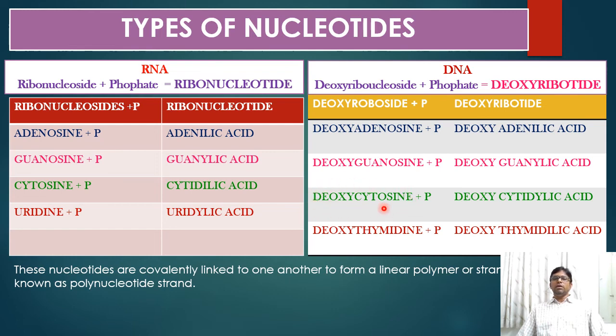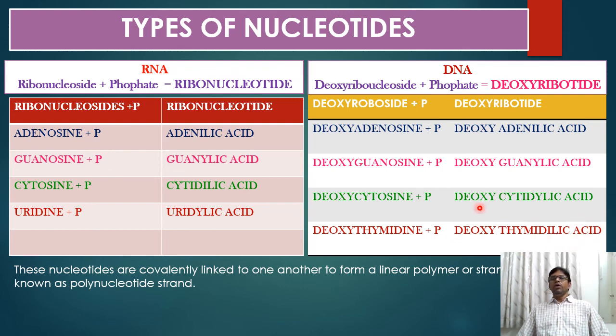And another deoxyribonucleoside is deoxycytosine, or deoxycytidine. When it binds with a phosphate group, it forms a deoxyribotide, that is deoxycytidylic acid. And the fourth deoxyriboside is deoxythymidine. When it binds with a phosphate group, it forms a deoxyribonucleotide, that is deoxythymidylic acid.